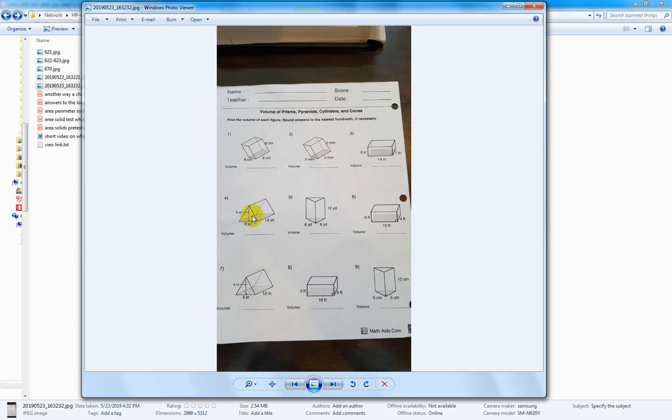So we need to find the area of the base, which is 6 times 8, which is 48, divided by 2, which is 24, and it's 24 times 14. So you calculate the area.